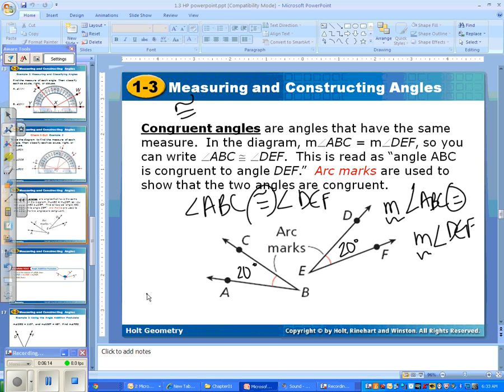Just like when we were talking about segments, if I wanted to say that this segment is congruent to this segment, we would use tick marks. We also have tick marks for angles, and that's what these red arc marks are. I just call them tick marks again. Let's say I wanted to talk about some other angles, and I want to say that this angle over here is congruent to this angle over here, but they're not congruent to these two angles, then we would just use 2 tick marks. All right, very similar to what we did yesterday.